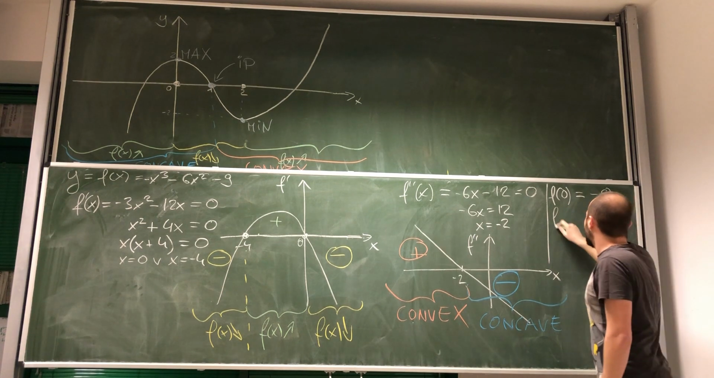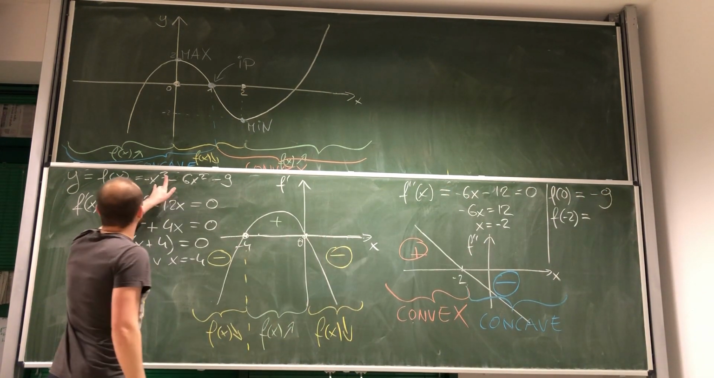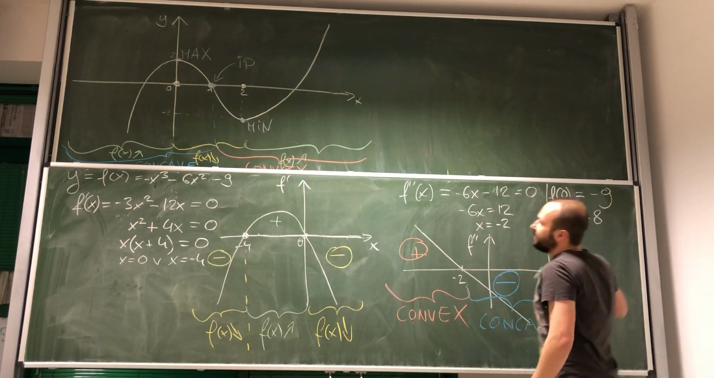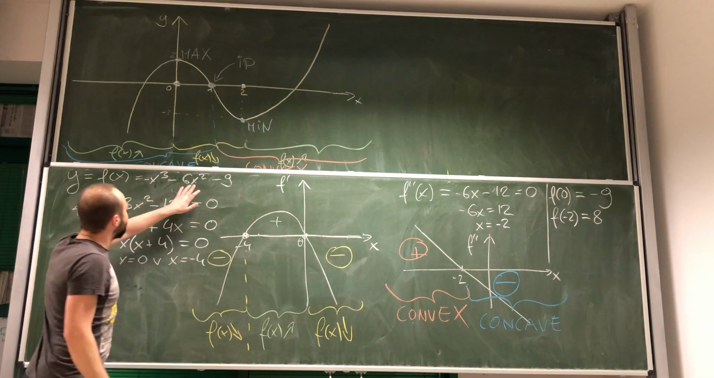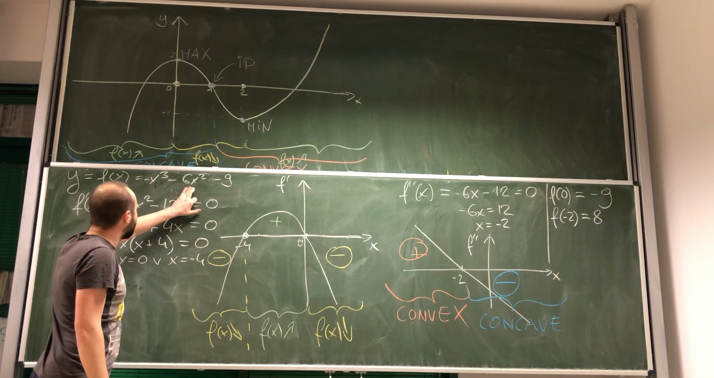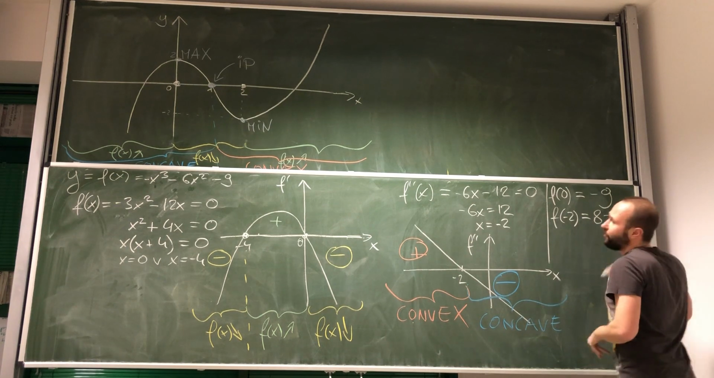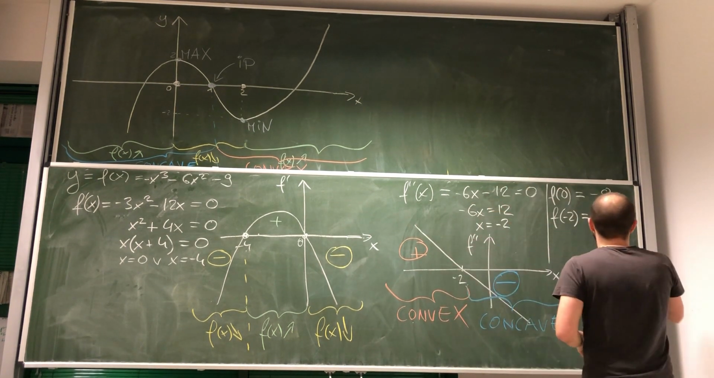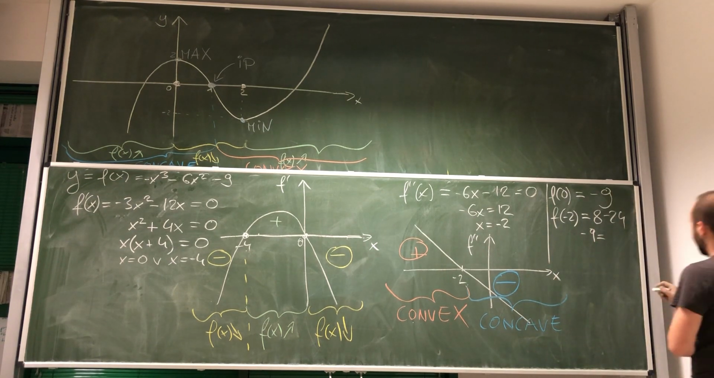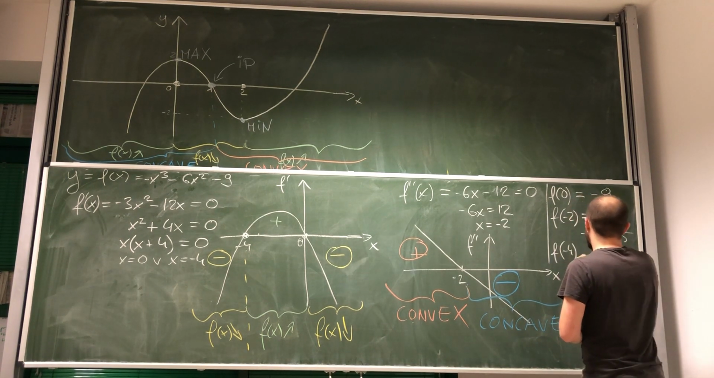Then, f of negative 2 is, okay, so here we've got negative 8 with minus, this is 8. Then we've got 4. Then we've got 4 times negative 6 is negative 24 and minus 9. Which gives us negative 25. Okay, and then we've got f of negative 4.